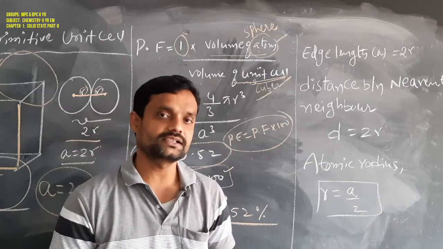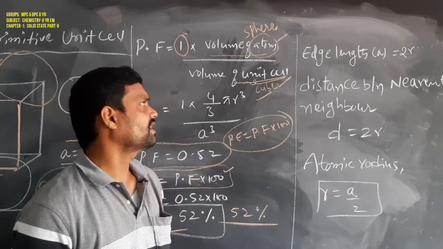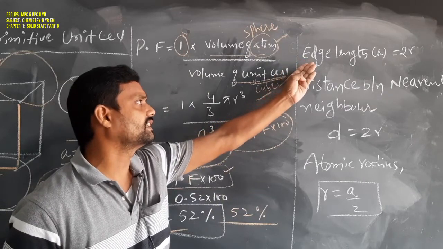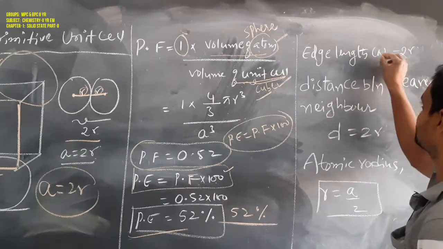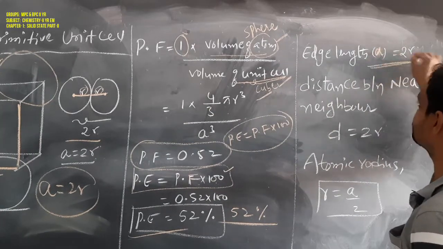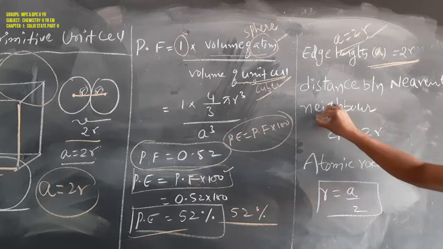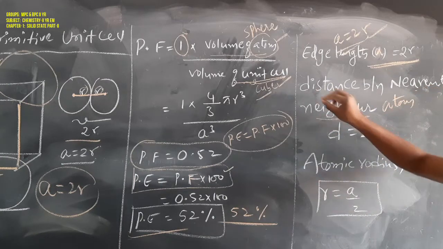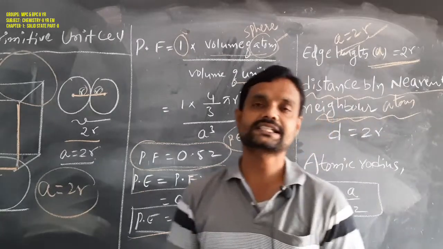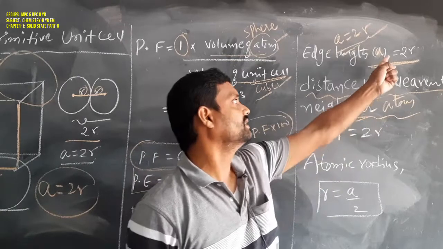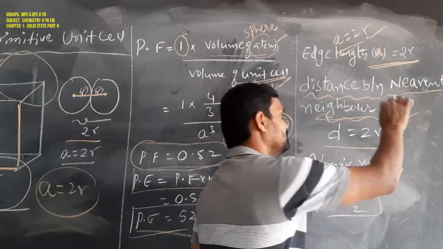So in this total process, we are using some simple formulas. For example, the edge length of the simple or primitive unit cell is the small a. So the small a is equal to how much? 2r. So earlier we discussed the edge length a is equal to 2r. Then the distance between the nearest neighbor atoms is nothing but the edge length. So how much? d is equal to 2r.